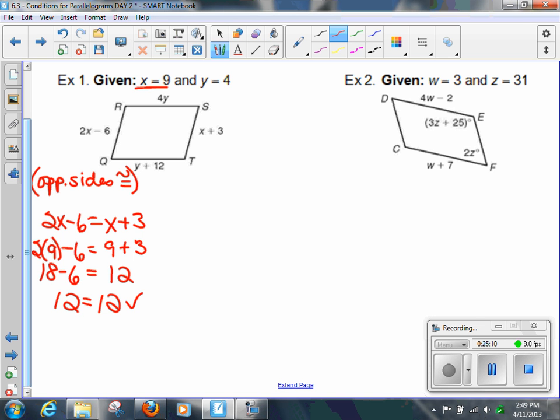Are you going to verify the y value for me? Yeah. How are you going to verify the y value? Jade, wait a minute. Wait. Jade, go. 4y equals y plus 12. What now, Jade?